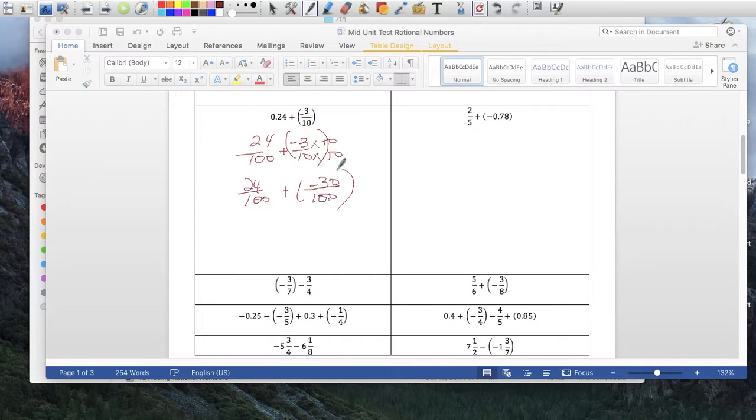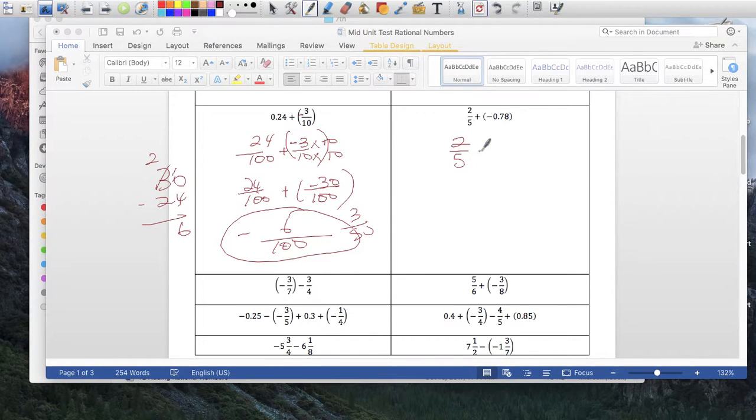Who's going to win? These guys are going to win, right? So it's 100, so we're going to subtract 30 minus 24, subtract, borrow, 10 minus 4 is 6, and we're going to get negative 6 over 100. Or if you simplify, 3 over 50, that's fine too.